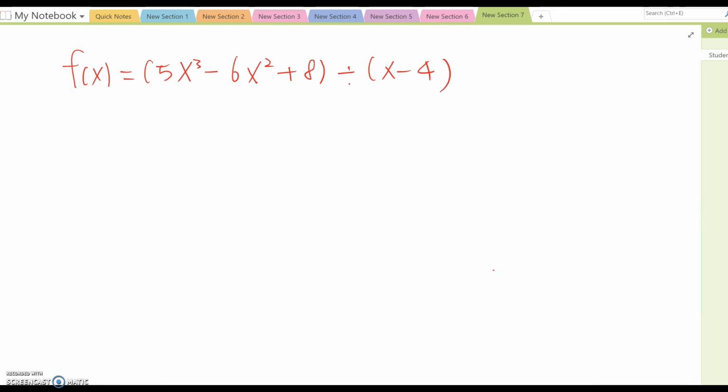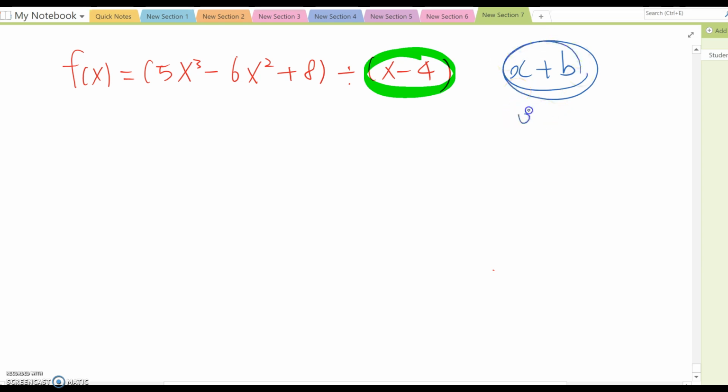Before using synthetic division, you need to check whether the divisor is just x plus b form. It can be x minus b form as well, as long as the coefficient of x is 1. That's the key point here. Now we take the coefficients, so 5, negative 6, and 8, right?